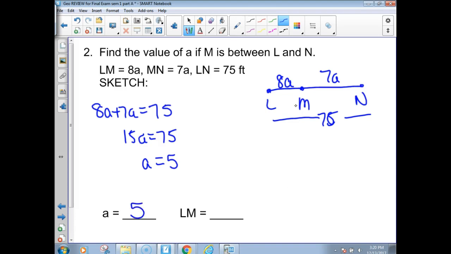All right, so then you plug back in. L to M would be 8 times 5, which is 40. And that would be in feet, because the labels were in feet. Anybody still need this? Okay, next.